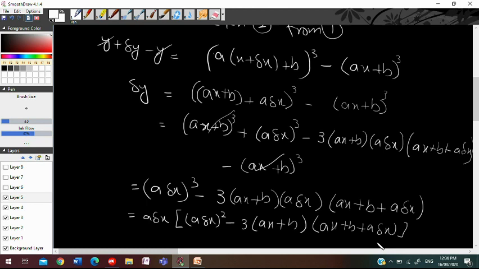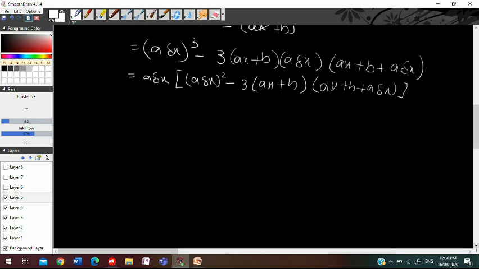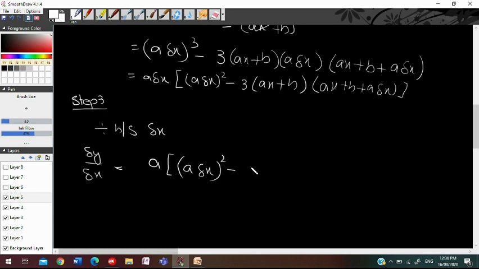Okay, now you can apply the third step. This is the final simplification of your second step. Now you can apply step 3, in which you divide both sides by delta x. So delta y divided by delta x is equal to, when we divide here by delta x, this delta x is cancelled. So a into (a delta x) power square minus 3 (ax plus b), then (ax plus b plus a delta x).